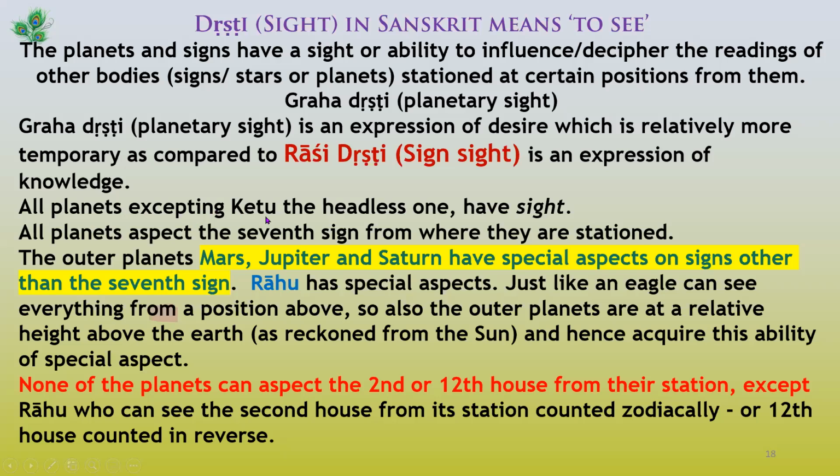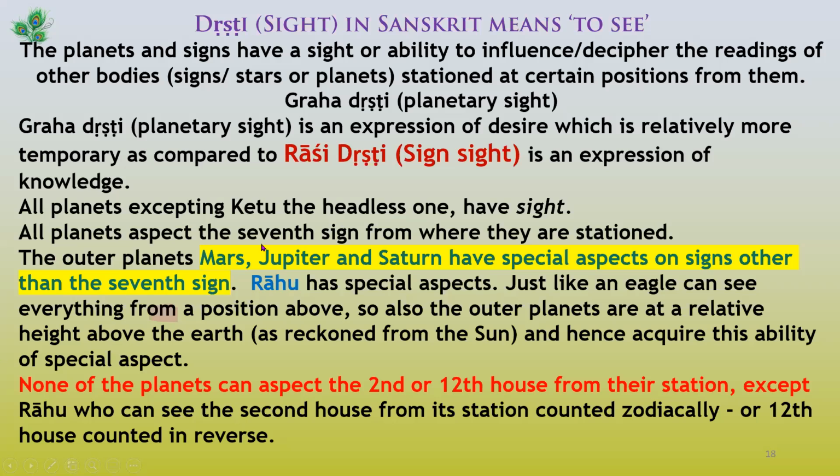All planets excepting Ketu, the headless one, have sight. So this is again an important one. Why would Ketu be the headless one? We've already seen the myth of Ketu in the Vedic perspective. He has no head, but he has a body. And that is why he has no sight. That means he doesn't aspect anything. Wherever Ketu lands, there is no aspect.